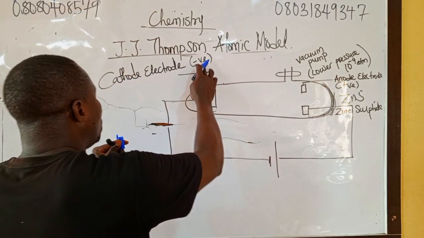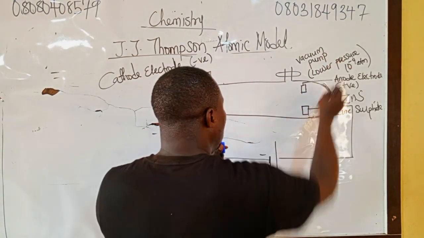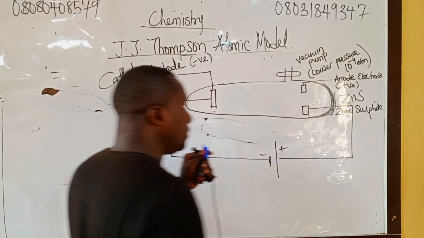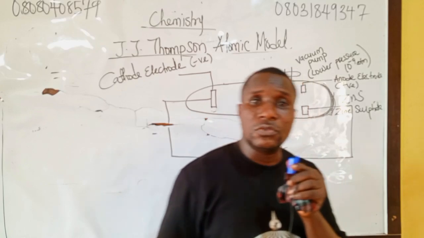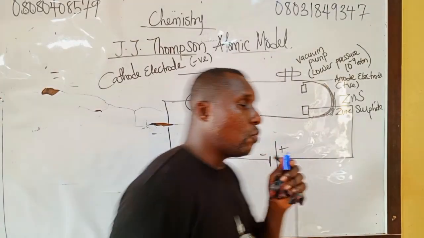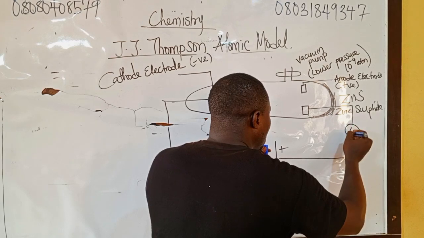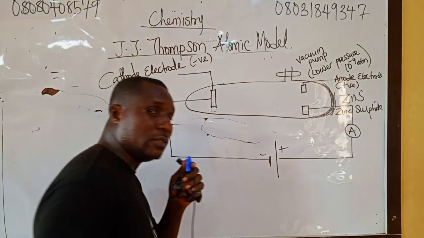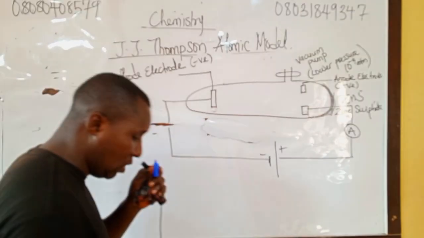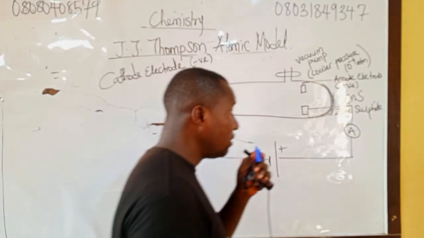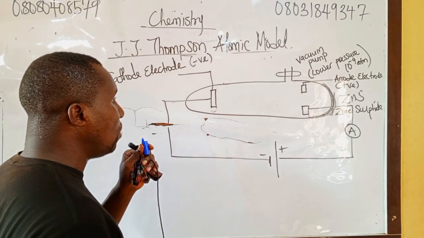The cathode electrode is connected to the negative terminal. The anode electrode is connected to the positive terminal. Then what happened during this setup? We have an ammeter here. The ammeter is to detect the flow of current, if current is being produced. Then when this setup is done, you supply electricity. What happened?